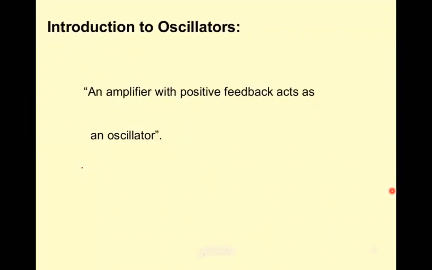Now, introduction to oscillators. An amplifier with positive feedback acts as an oscillator. I've told you what positive feedback is. If the output signal is in phase with the input signal, then that is called positive feedback. So, an amplifier with positive feedback acts as an oscillator.